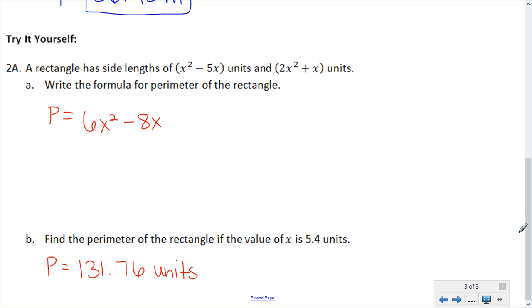Okay, so that's it for adding polynomials. Next time we'll look at subtracting polynomials, and we'll do a little bit of multiplication also.